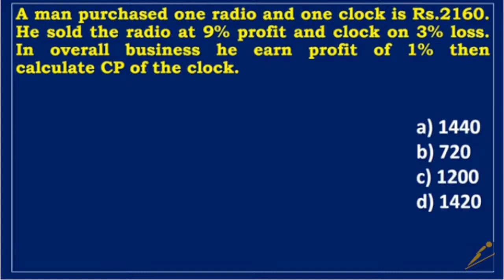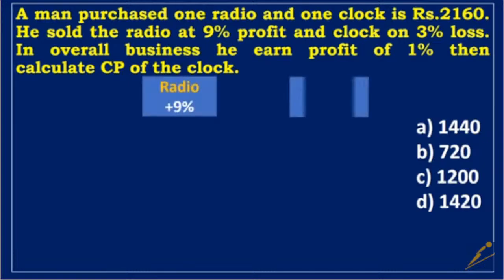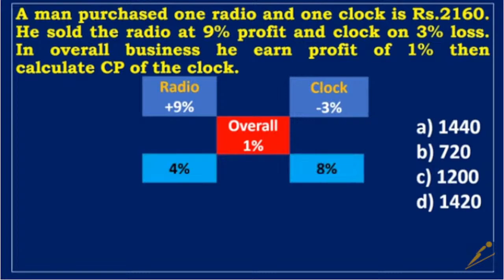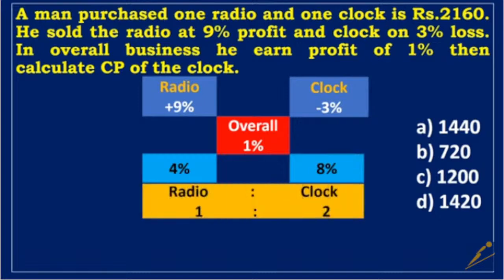The man made a 9% profit on the radio. The man lost 3% on the sale of the clock. The overall business should be 1% profit. The difference between 1% and minus 3% is 4%. Similarly, the difference between 9% and 1% is 8%. Simplify the ratio. By dividing the ratio by 2, we get 1 to 2. It implies that the radio has a 1 to 2 ratio to the clock. The sum of 1 and 2 is 3.